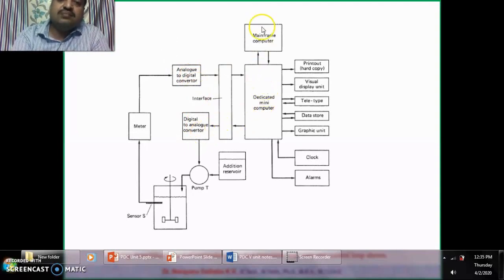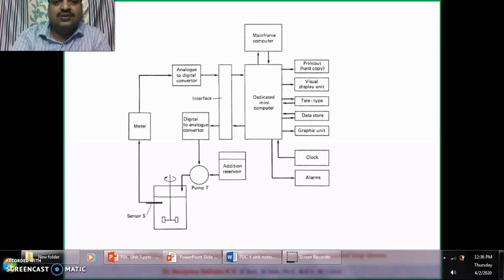This computer can be linked to a mainframe computer. Okay, so similarly it has provision to get printouts, or a visible display unit, that is nothing but a monitor. You can store the data, or you can use tele information, or you can use graphic information. It also will have timer as well as alarms. If a value deviates from the required value, alarm will be activated. So this is how this computer will control the entire process. So this is called direct digital control, DDC, first level.